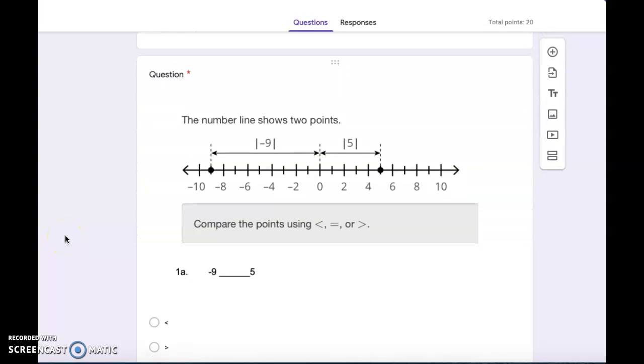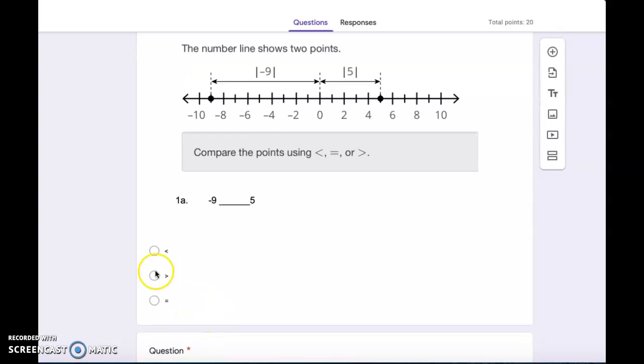1A. The number line shows 2 points. Compare the points using less than, equal to, or greater than. Is -9 less than, equal to, or greater than 5? And make your choice below.